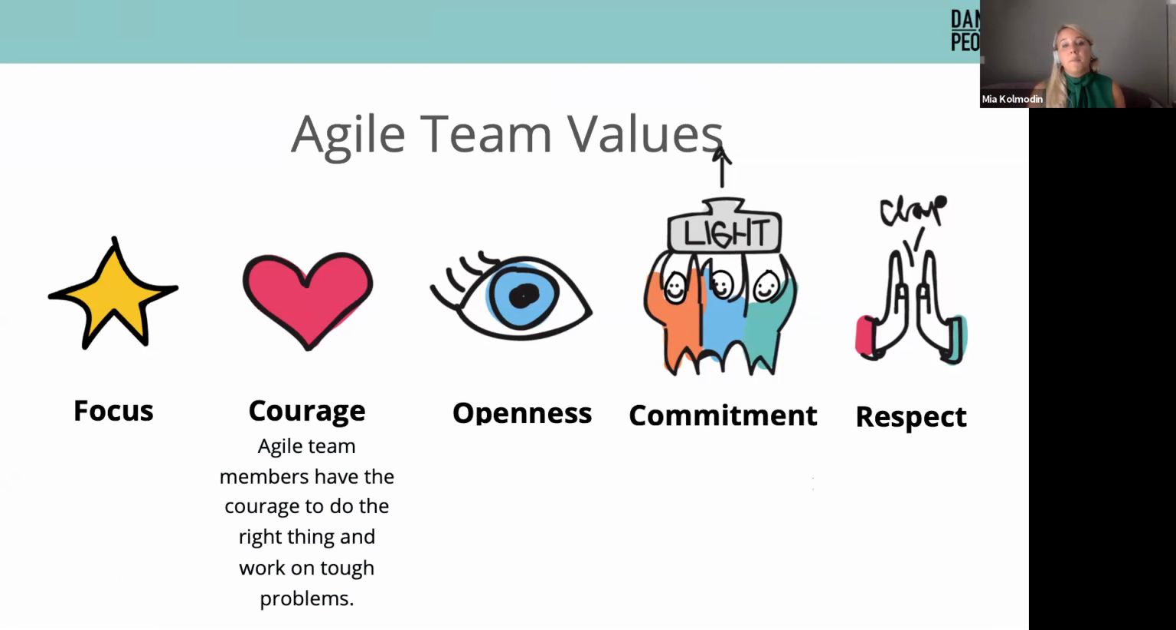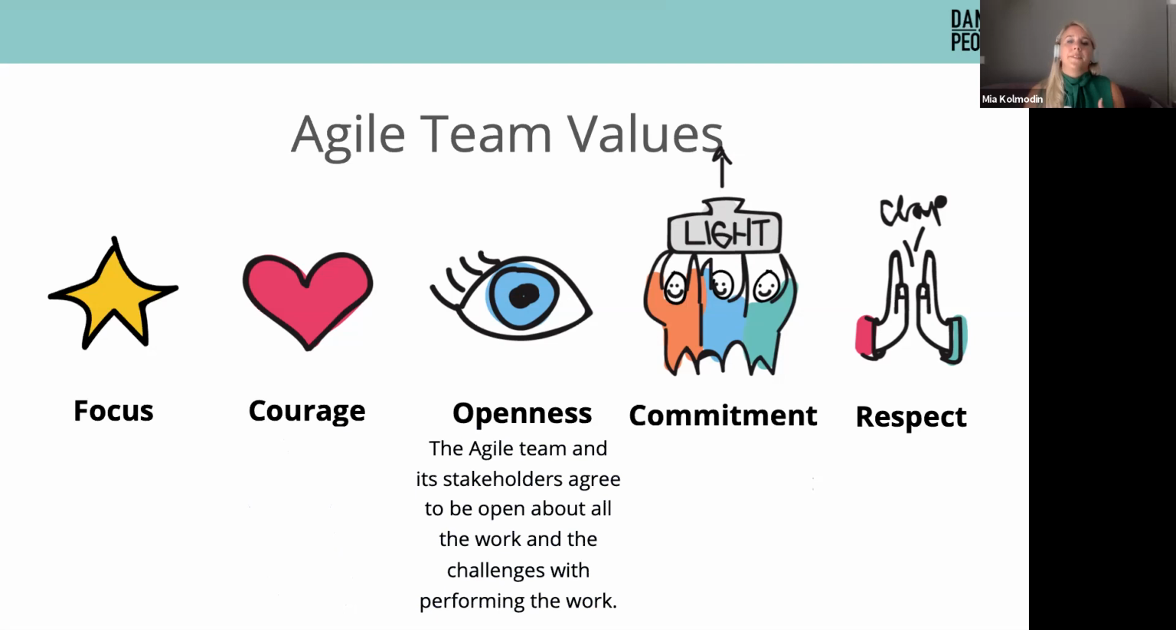Courage. So the team members have the courage to do the right thing and work on tough problems. So in an agile organization, we put problems on the team. We give them a problem to solve, a customer problem, or maybe an internal problem that we want to have solved as well. So the team can focus on solving important problems.